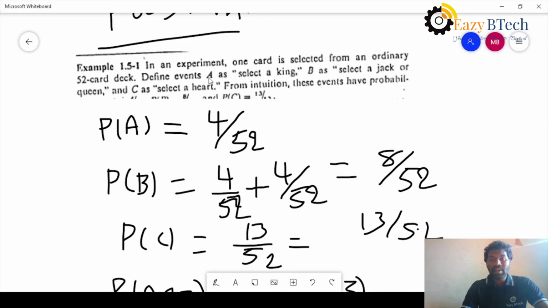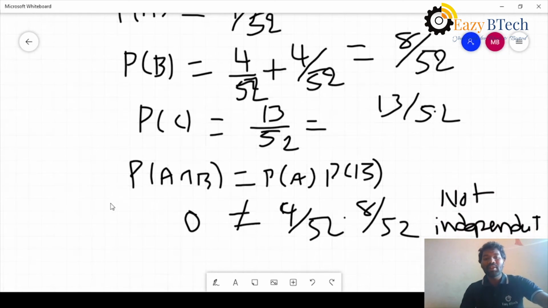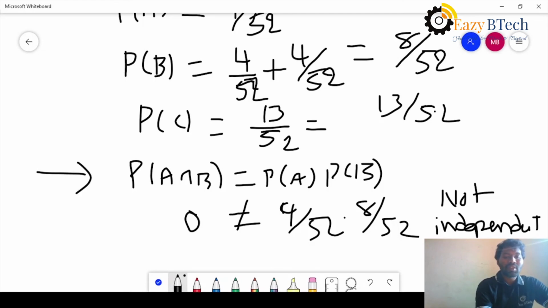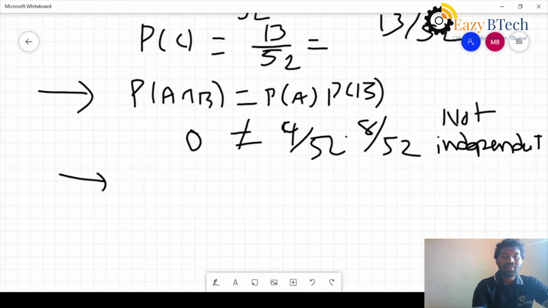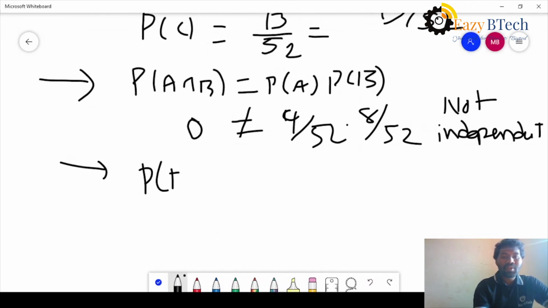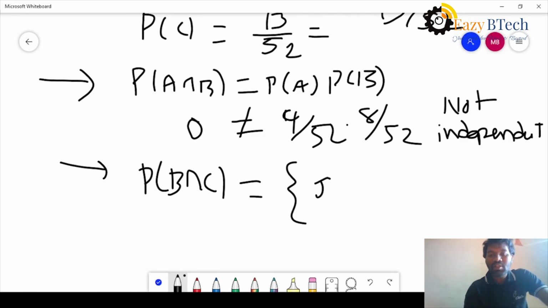So intersection means 'and', king and jack. A single card does not show jack and king at a time. It might be king, it might be jack, but not both at a time. So P of A intersection B is equal to 0, and we already know P of A and P of B. Now the second one is P of B intersection C: jack or queen, and heart.